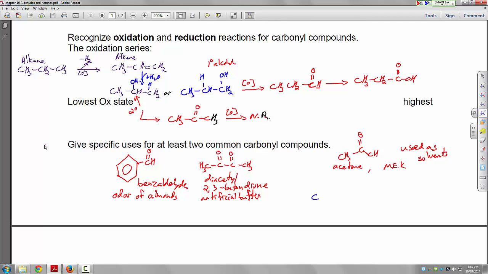And then lastly, we had formaldehyde, which is used, again, in biology class, and also in the funeral home as a tissue preservative. So not for food, right? Formaldehyde is actually toxic, but it is a tissue preservative.